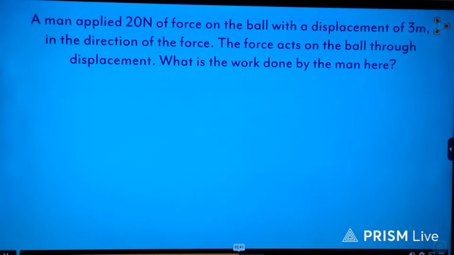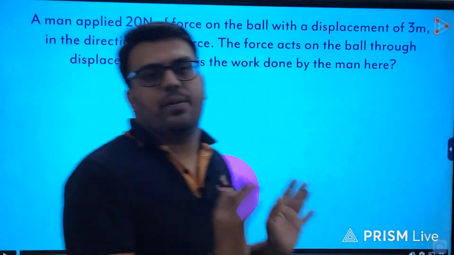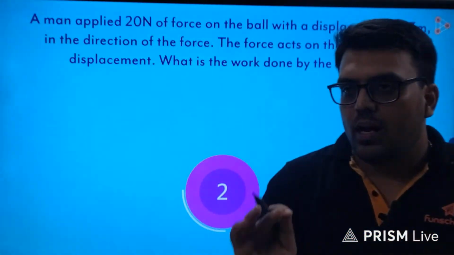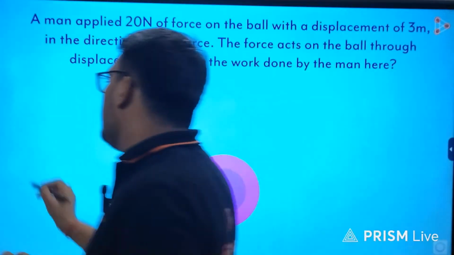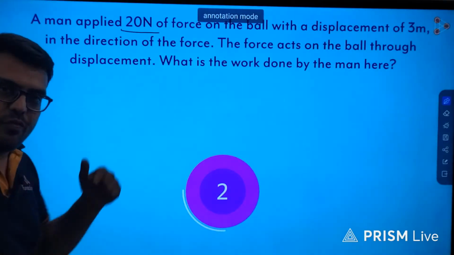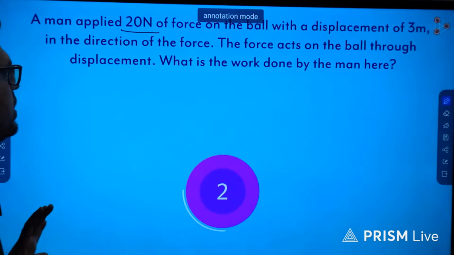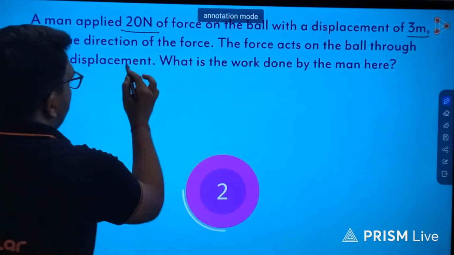Here's another exercise for you. Now try to go through the question. Whenever you see the question now, try to read it first, mark or underline the things that are very important for us. So let me give you an example. A man applied a 20 Newton force. So the value of the force is given and I have underlined it. On the ball with a displacement of 3 meter in the direction of the force.